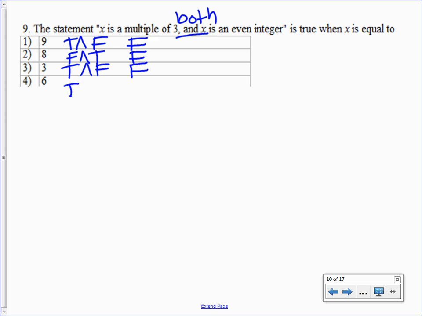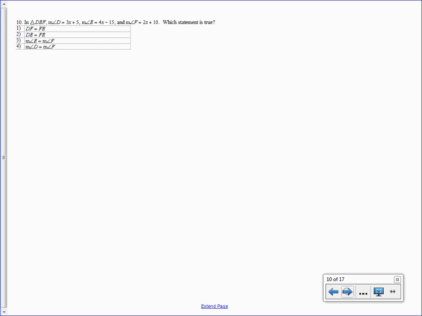6 is a multiple of 3. 6 is an even integer. They're both true. So it's true.